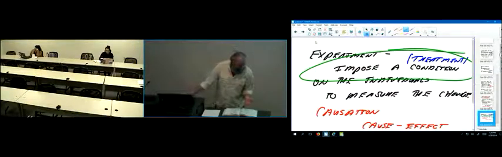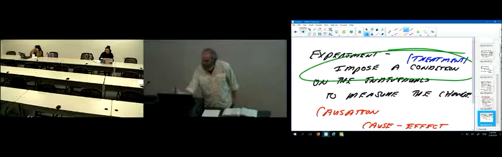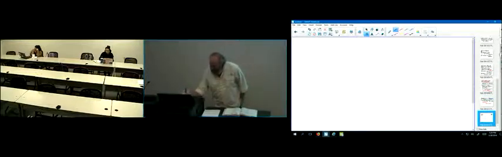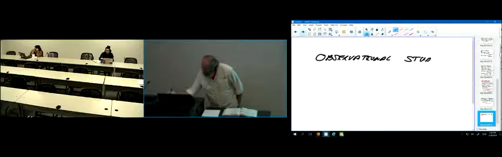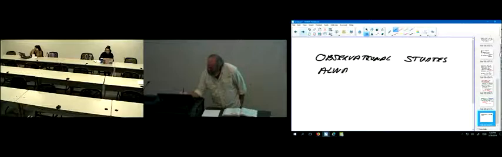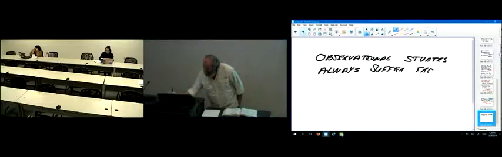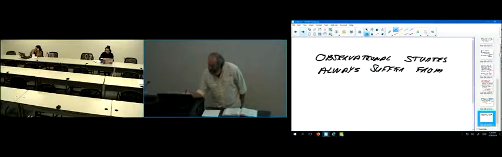Before I get to read you the last paragraph, I got to give you this little thought. Observational studies, where we're supposed to observe and measure variables and not impose a treatment, always suffer from, the term is confounding.